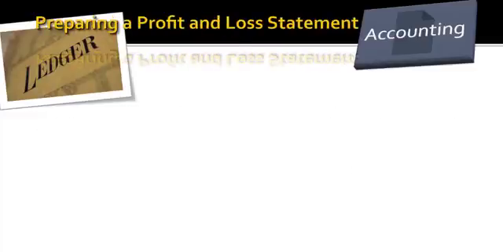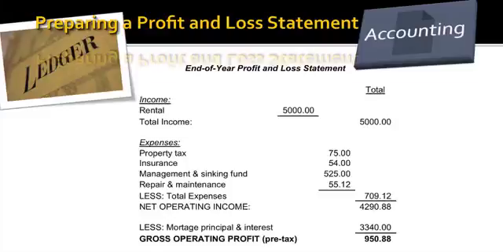Preparing a profit and loss statement. At the end of the year, you will need to prepare a year-end profit and loss statement. On December 31st, your statement might look something like this. The statement is in a very simple form. All income is totaled and total expenses are then shown. With the profit and loss statement, you can now compare the actual performance of your investment with your initial projection to see if most income and expense items fall right in line with your previous projection.